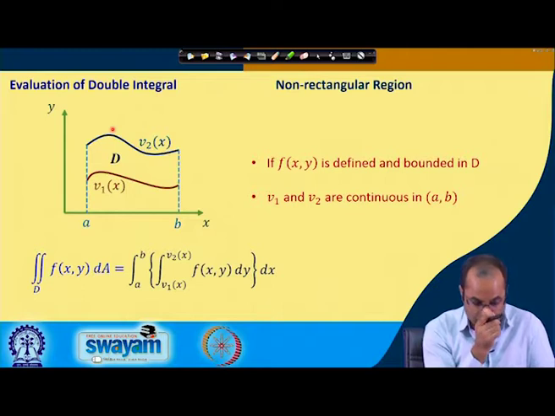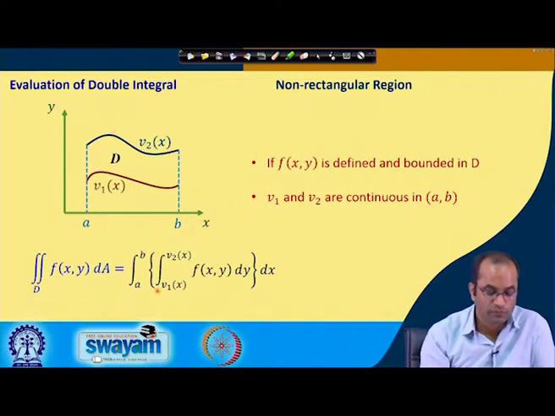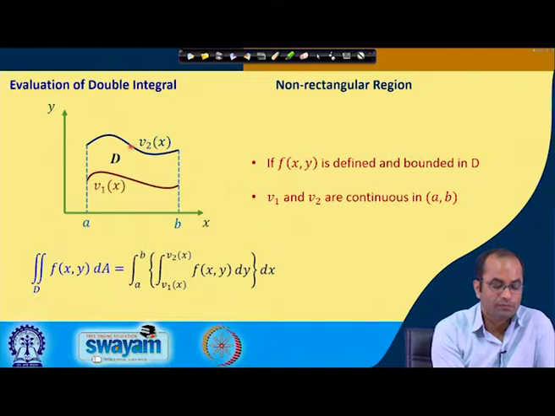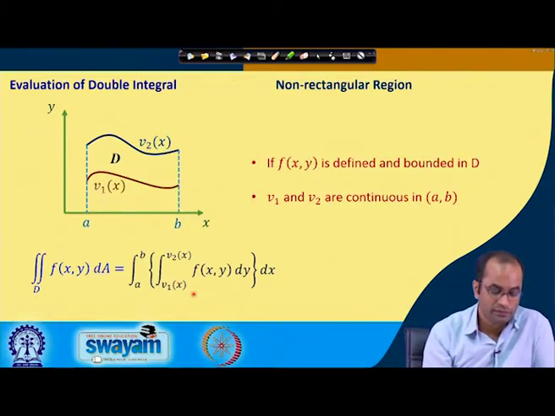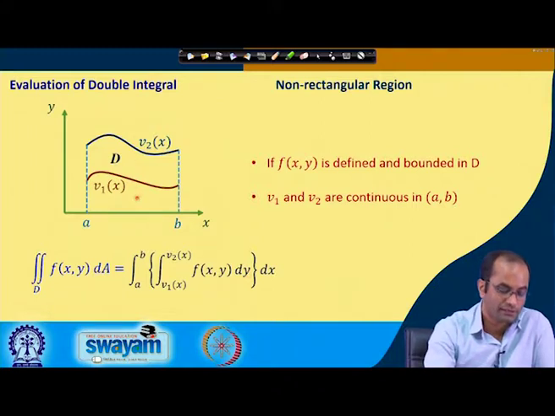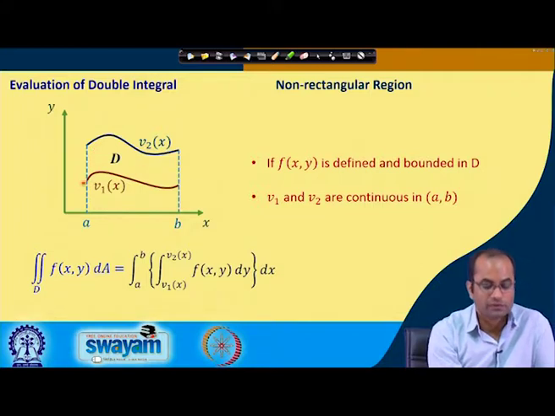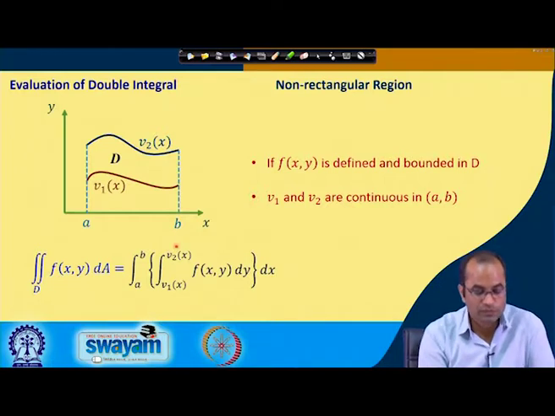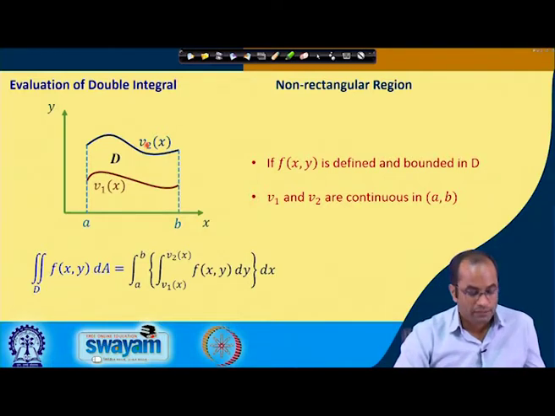So, for such a domain naturally we will follow this sequencing, because if we go the other way around, that first we integrate with respect to x, then there will be a problem, because we do not have such a nice representation of this whole domain. So, in this case for y we have the nice limits v1(x) to v2(x), and for x we have the constant limits from a to b. So, that is the sequence we should follow for such a domain.